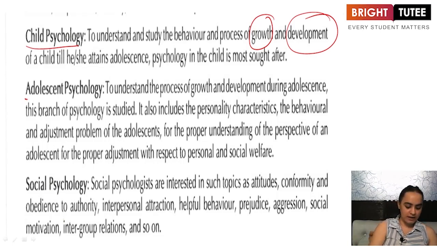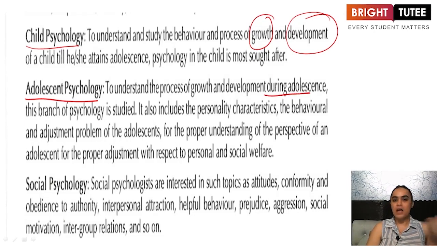The next branch of psychology is adolescent psychology. Just like a child psychologist studies the growth and development that takes place in a child until he or she attains adolescence, similarly, an adolescent psychologist studies and understands the process of growth and development during the adolescence of a child. What changes take place in the child's personality? How has the behavior of the child, who is now an adolescent, become better? What are the problems that the adolescent is facing? We have all heard about the issues that adolescents usually face. So what issues, what problems they are dealing with, all these things are studied so that an adolescent is able to be guided well.